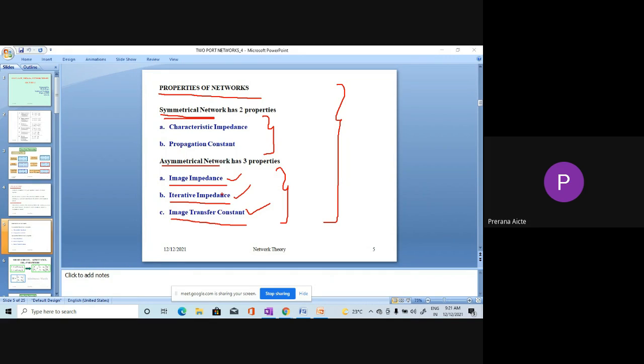By taking some equivalent T network or pi network, we are going to derive the image impedance for a particular network. You know very well that we generally use T network or pi network for transmission purposes. That's why I'm taking an equivalent T network in order to derive the image impedance, how it is going to be calculated for a given two-port network. I'm just taking a T network for better understanding.